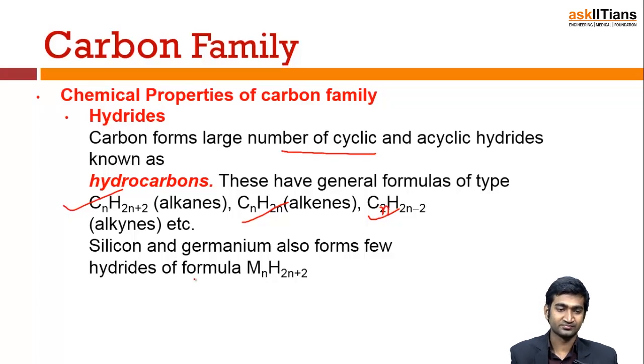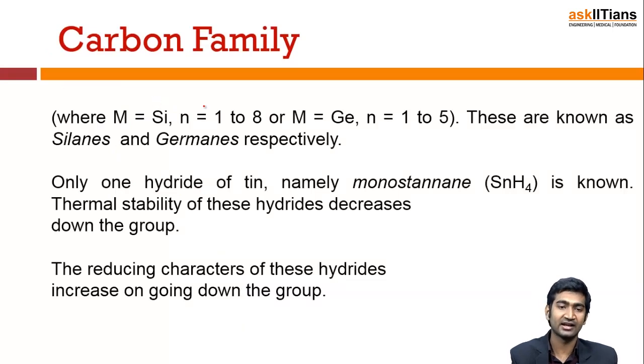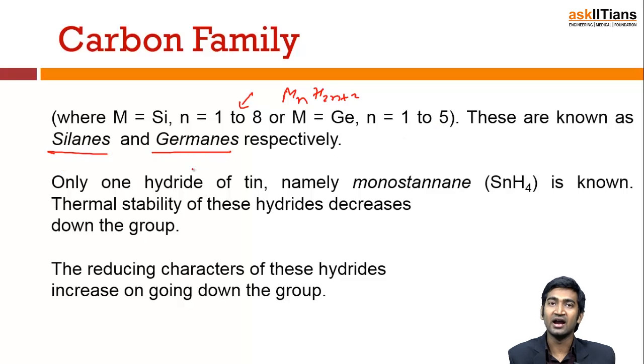And silicon and germanium also form a few hydrides of the formula MnH2n+2. So M is your metal, whether it is silicon or germanium. The n value for silicon is from 1 to 8, while just make a note here that the n value for germanium in MnH2n+2 is from 1 to 5. So these are known as silanes and germanes. I'll teach you silanes also, in a short while.